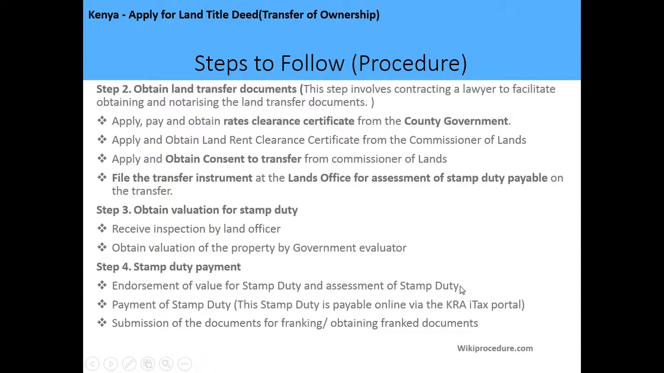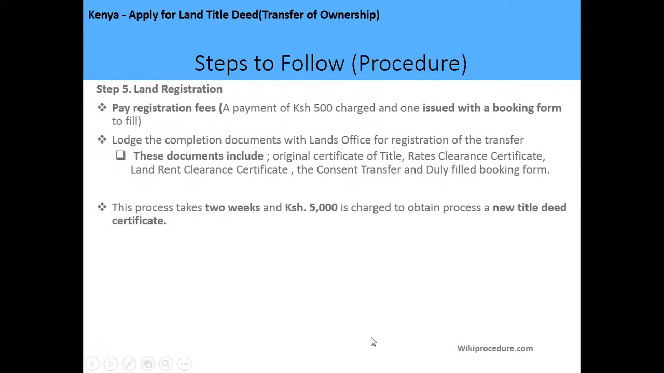After you've already been told how much you're supposed to pay, go ahead and pay the stamp duty, and this duty can be paid online through the KRA iTax portal. After that, you can submit the documents for franking so that they can be franked. And there's a fifth step, which you can say is the last one.